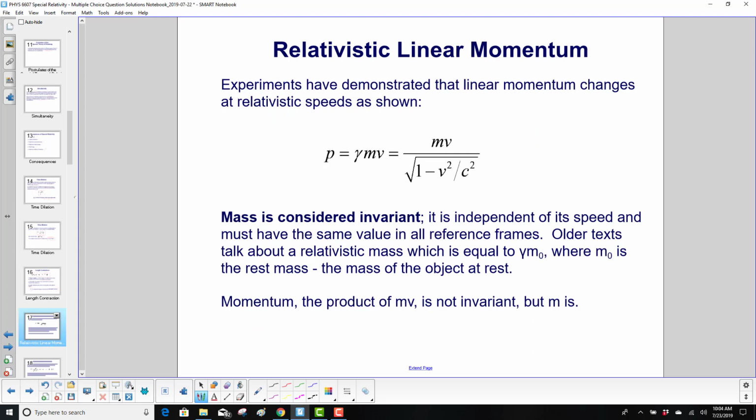Relativistic linear momentum. Experiments have actually demonstrated that linear momentum changes at relativistic speeds as shown here, where it's regular momentum, speeds moving way less than the speed of light, times gamma. Mass is considered invariant. It is independent of its speed and must have the same value in all reference frames. Older textbooks talk about a relativistic mass, which is equal to gamma m0, where m0 is the rest mass, the mass of the object at rest. Momentum, the product of mv, is not invariant, but m is. And again, you will find other textbooks that show something different.